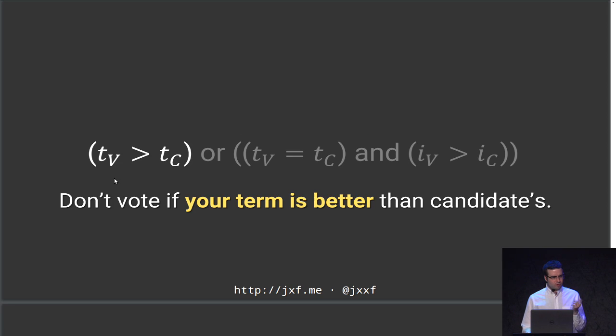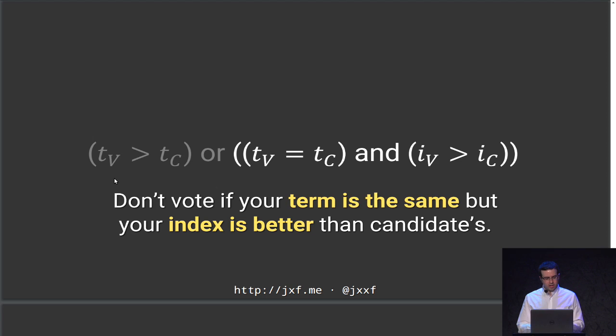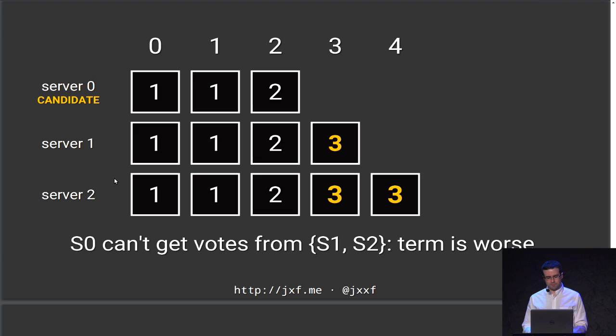So how do you decide if you should vote for someone else? If you get a request to vote, you don't vote if your term is better than the candidate's term. So if you're on term 6 and you get a request to vote from someone who's on term 5, you don't vote for them because your term is better. You also don't vote for them if your term is the same as theirs, but your index is better than the candidate's. So if you have 5 records and they have 3 and you're both on term 95, you're not going to vote for them because your index is better than their index.